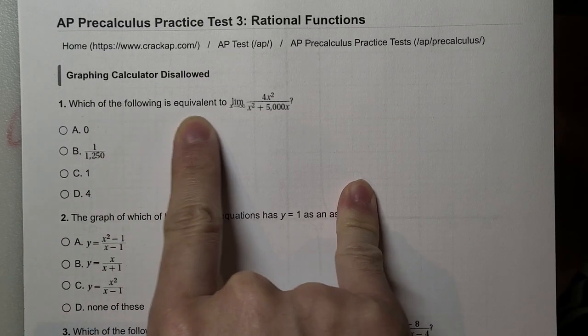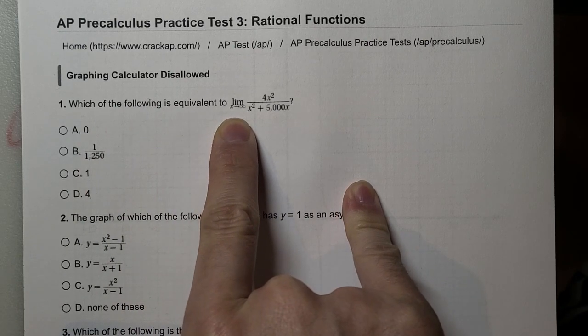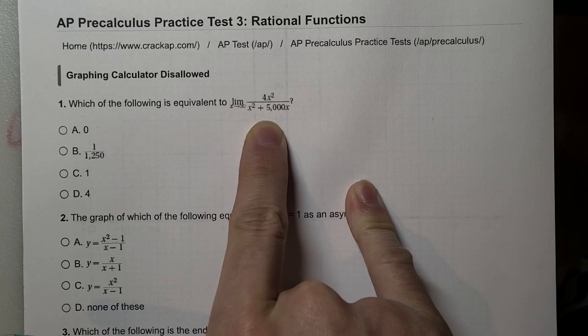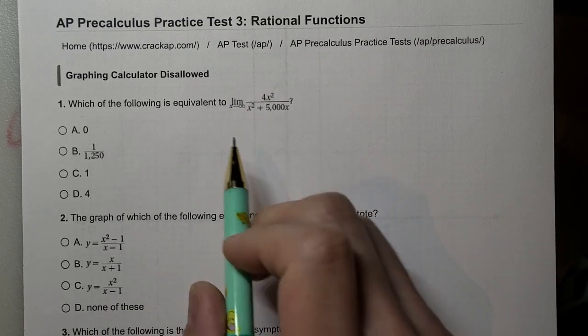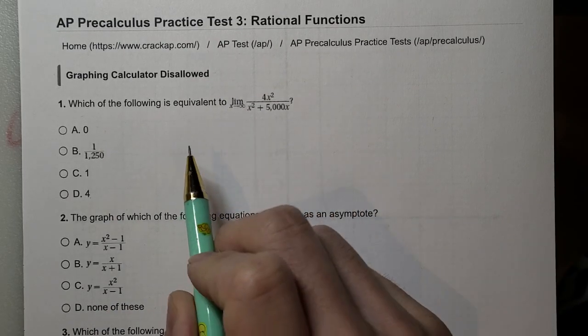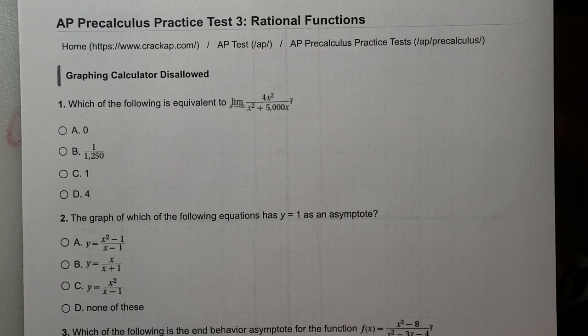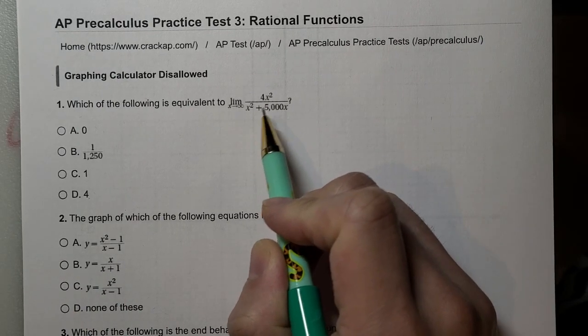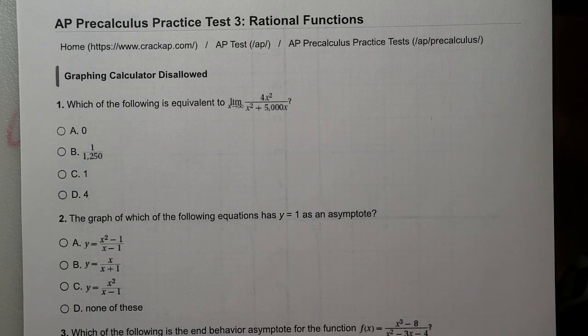Which of the following is equivalent to the limit as x approaches infinity of 4x squared over x squared plus 5000x? When we approach infinity or negative infinity, that's asking about end behavior. Is there an asymptote in this case, or does it grow to negative or positive infinity? In this case, it's a rational function, so there's an asymptote.